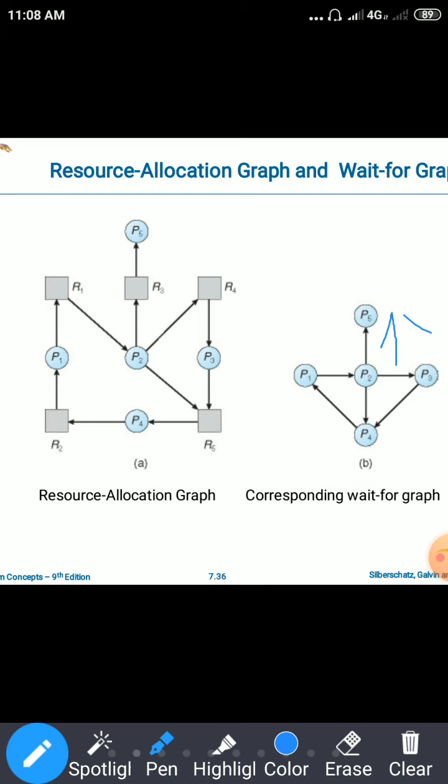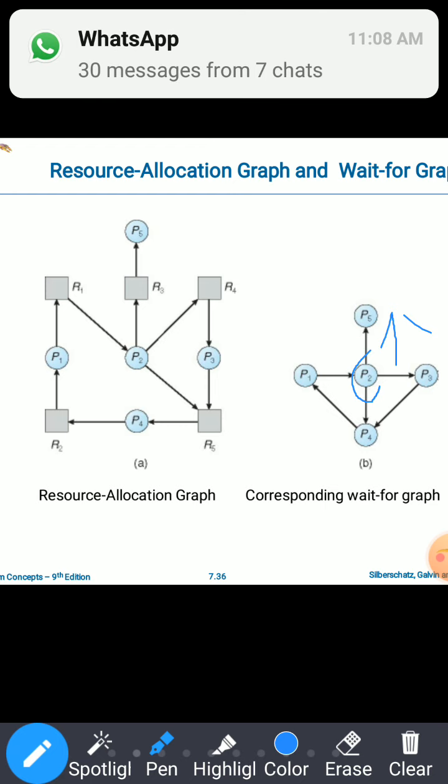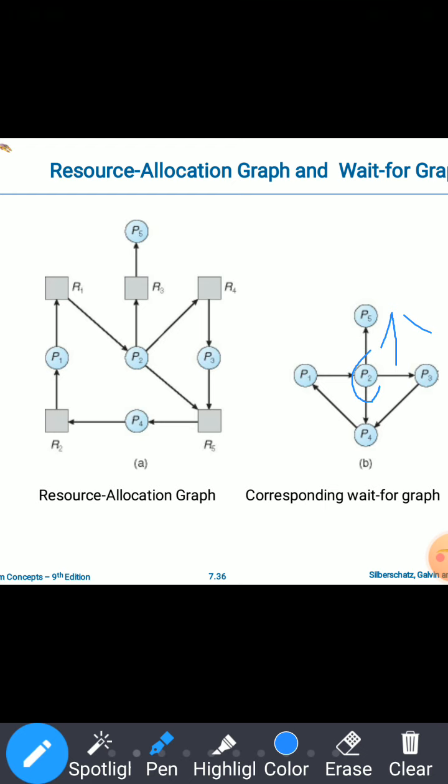What it indicates? P1 is waiting for the resources that are currently held by the process P2, or we can say that P1 is waiting for the resources that are currently held by P2.